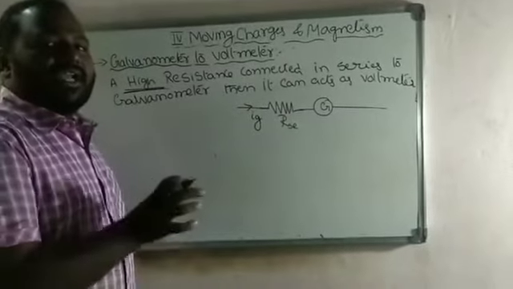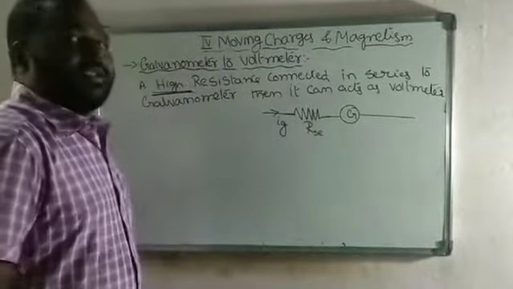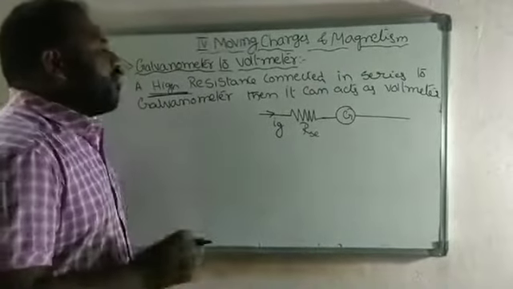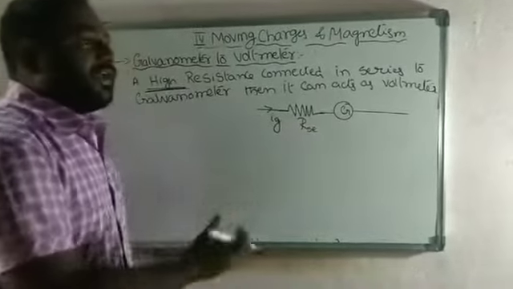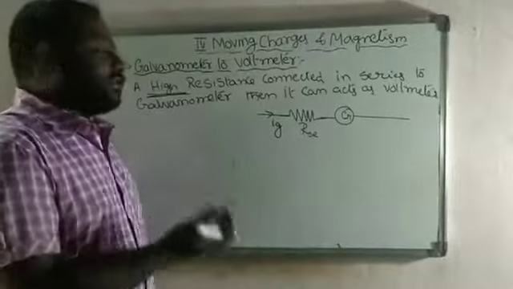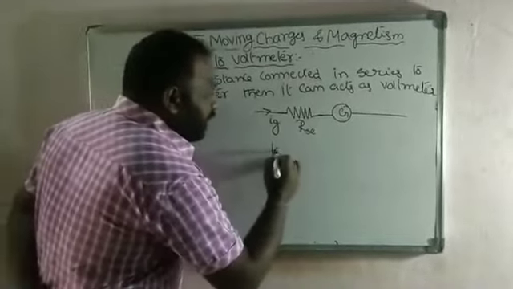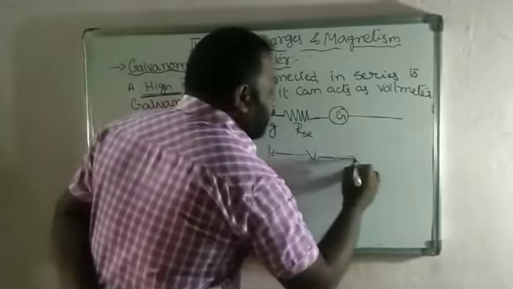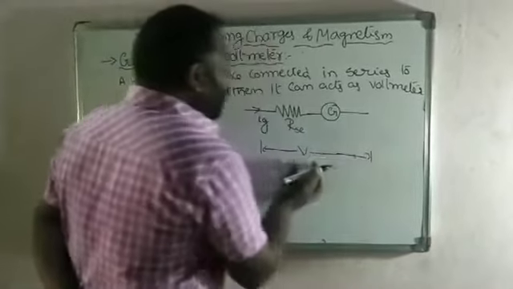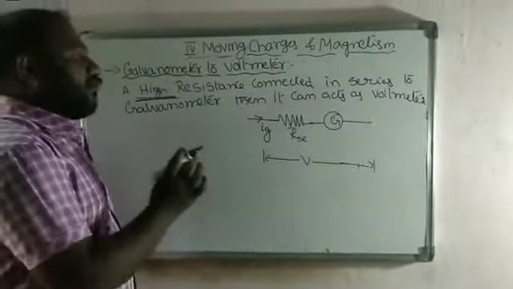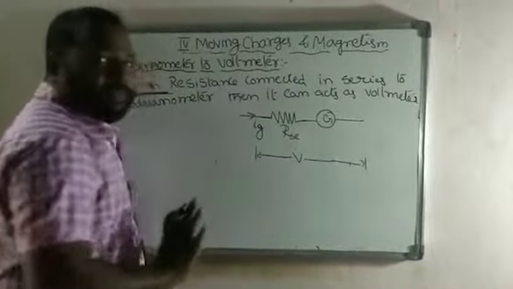This is called full scale deflection. Here both are in series, so the same current is flowing. Now we are going to calculate how much resistance is connected in series to the galvanometer when it is converted into a voltmeter. For that, this value we have to calculate. The voltage across the combination can be taken as V, which we are going to measure. It is the range of the voltage. We want to convert the galvanometer into a 10 volts range voltmeter. So this is the range of the voltmeter.